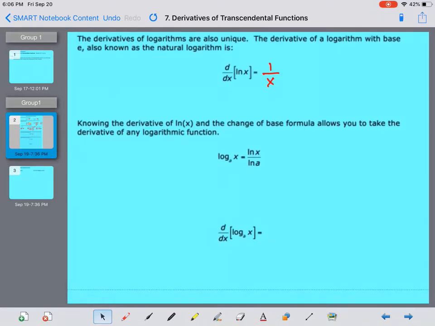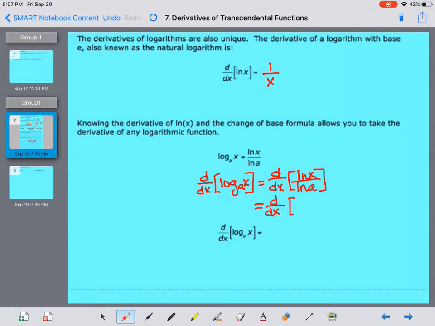So I'm just going to scroll down. If we take the derivative of both sides, with respect to x, of course, I'm going to do one quick thing to my right side of my equation. I'm going to separate these into two separate fractions that are still being multiplied.